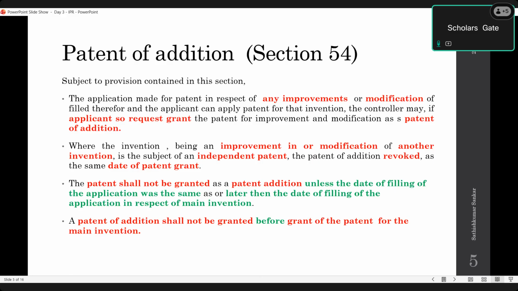Here we want to follow that main invention. The main invention is the primary thing. Once the main invention is published, then only does it go for evaluation or grant of the patent addition. So before granting the main invention, the patent addition is not granted by the patent office.